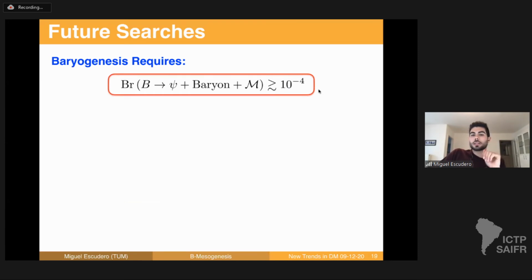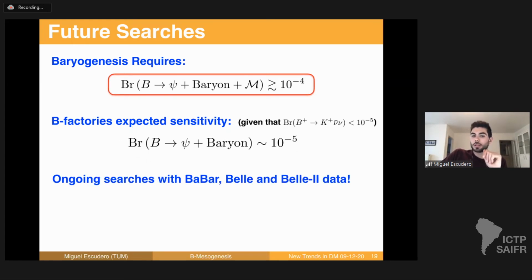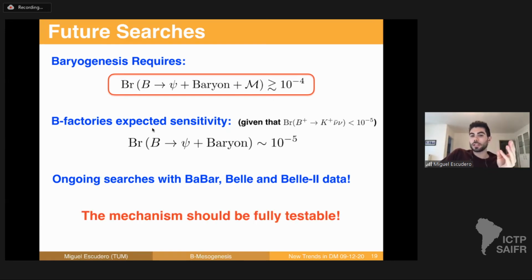So baryogenesis requires this branching fraction to be larger than 10 to the minus 4, and B factories have a sensitivity at the level of 10 to the minus 5 for processes involving missing energy. So we could expect a similar sensitivity for this type of processes. In fact, we are in contact with experimentalists, and there are ongoing searches with BaBar, Belle, and Belle II data on our decay modes. So given the reach, we actually expect the mechanism to be fully testable just by looking at these new decay modes.